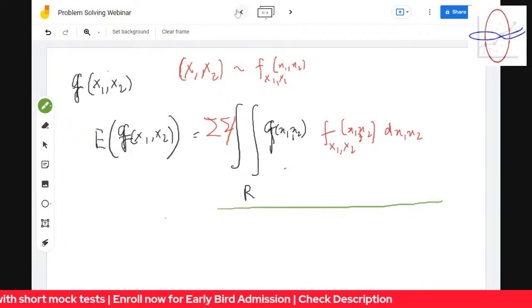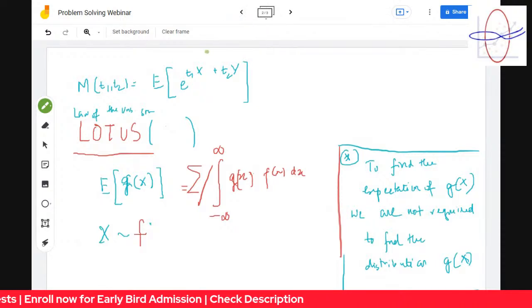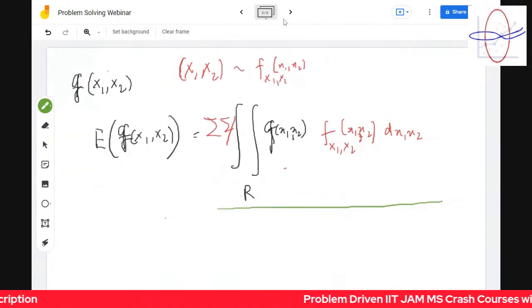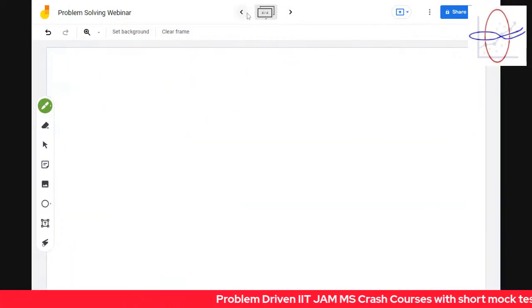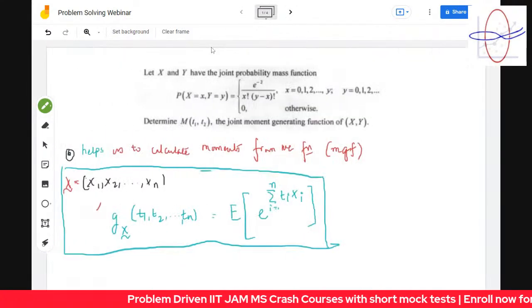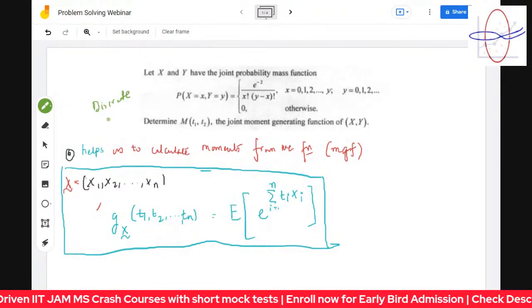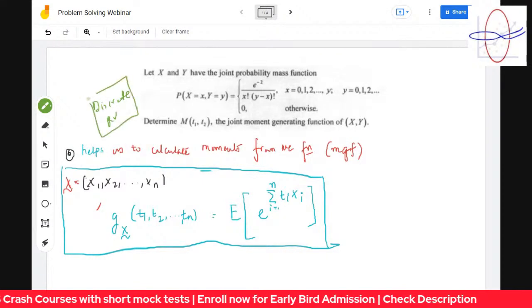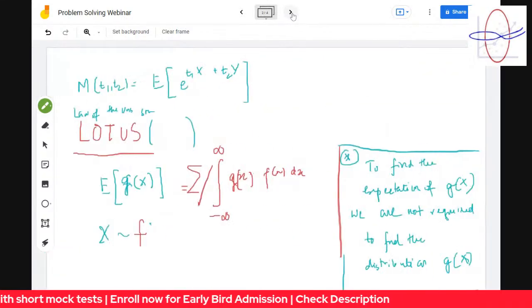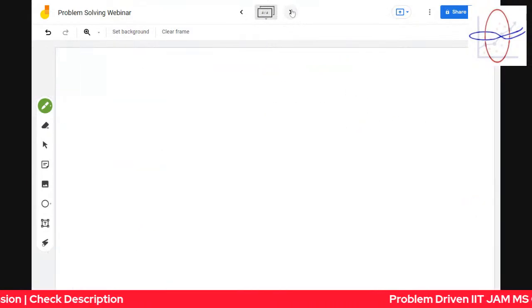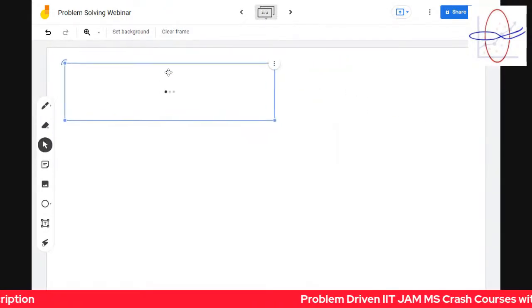So let's do this problem. This is how you do it: you don't find the distribution of X and Y, or of t1 X plus t2 Y. Let's see what type of problem it is. It's a discrete random variable problem, because we have done this problem till this point of time. So let me copy and paste the region again, it's easier for you to understand.